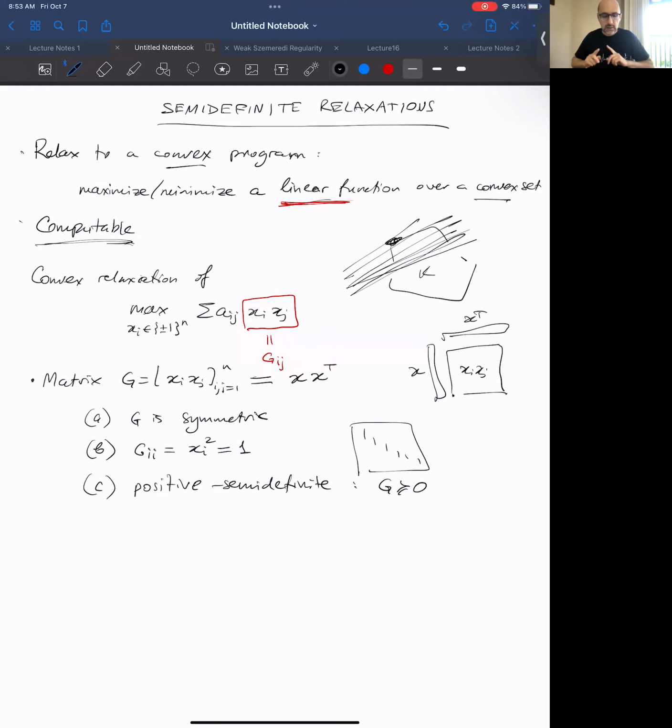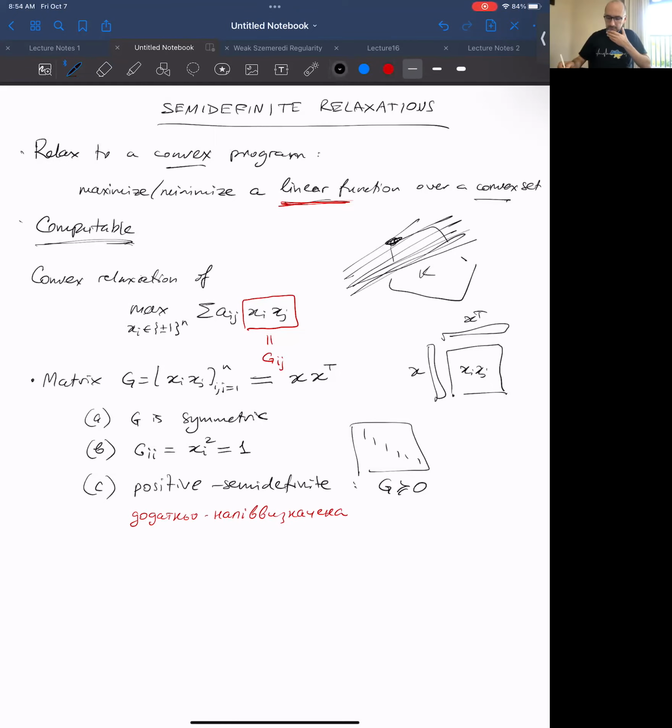What is the Ukrainian term for positive definite, positive semi-definite? Додатня визначена, додатньо напіввизначена. Додатньо напіввизначена. Yeah. Thank you.